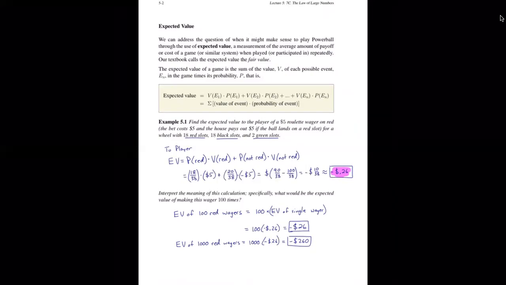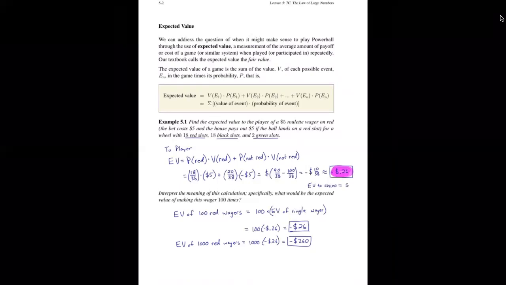Now, an interesting thing about expected value is it's sort of complementary, or it's opposite. So if the expected value to the player is this negative 26 cents right here, well, that means that 26 cents on average leaves the player's purse and goes to the casino. So the expected value to the casino, in this case, or whoever's hosting the game, EV to the casino, is exactly the opposite in sign.